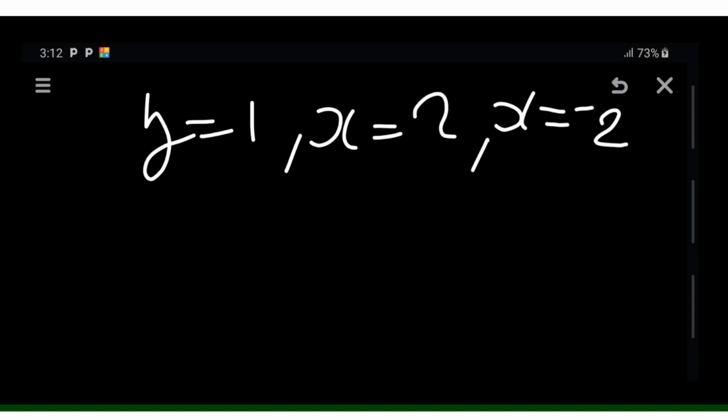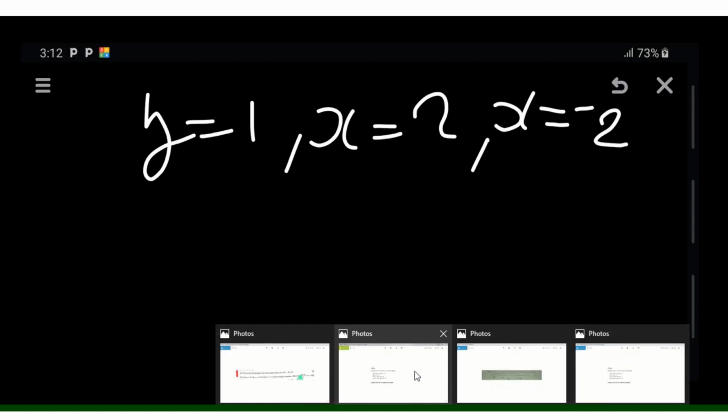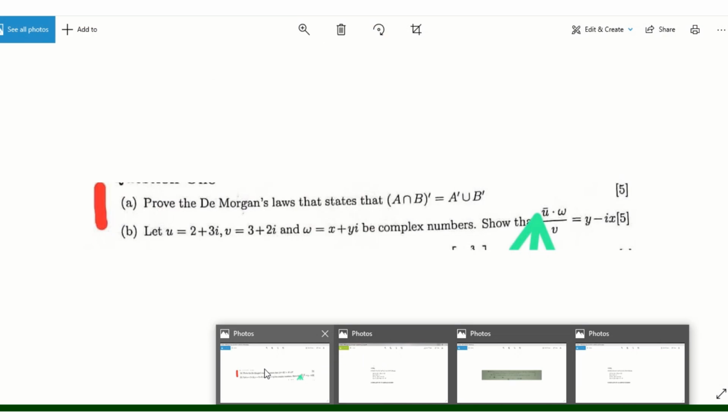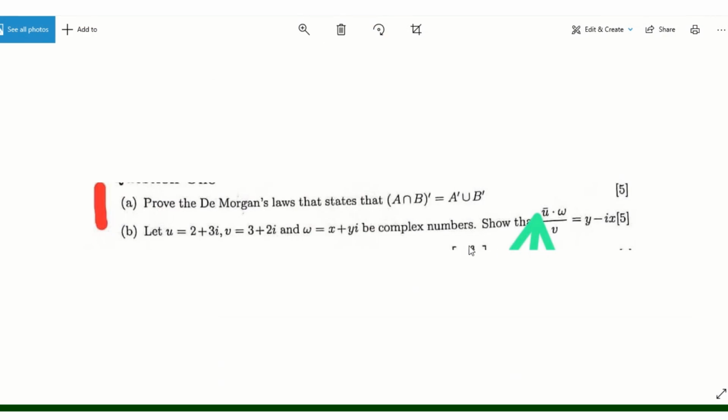Yeah, we go to, I don't know which question we are solving now. Oh, this one. We solve this one now. It's a complex number. This one is De Morgan's law, we will do it separately. I think there's a video for this one, De Morgan's law. So no need of doing this. We are solving this one.